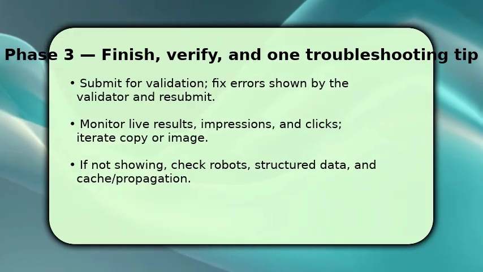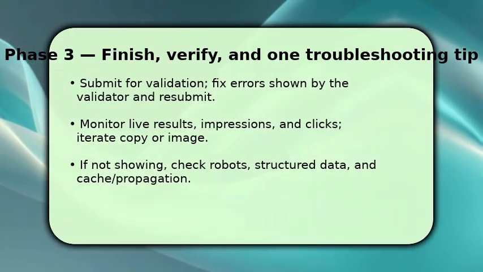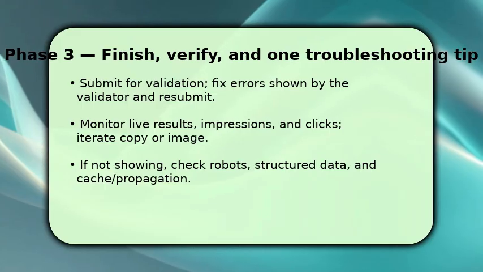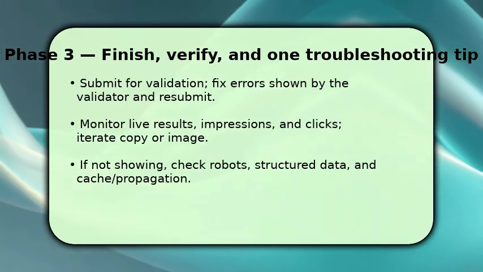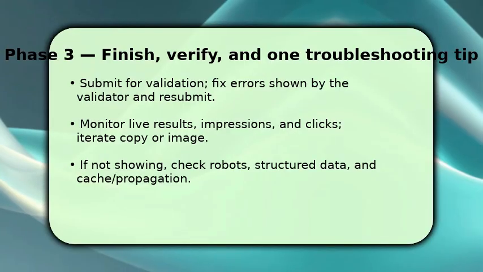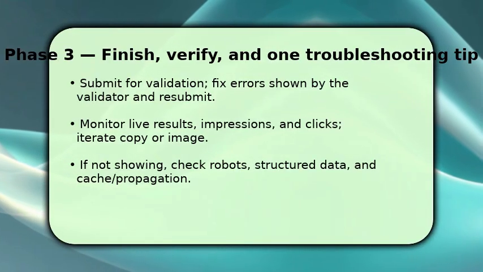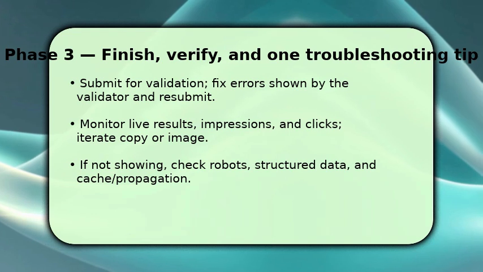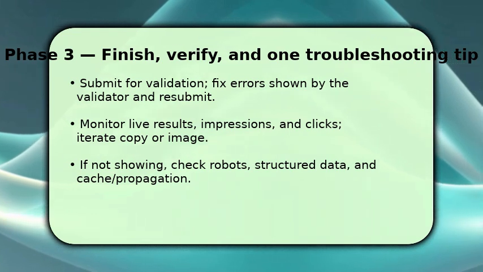If the card does not appear, check robots.txt, structured data on the page, and propagation delays, clear caches or request reindexing when necessary. One key troubleshooting tip: if validation fails repeatedly, simplify fields and revalidate.